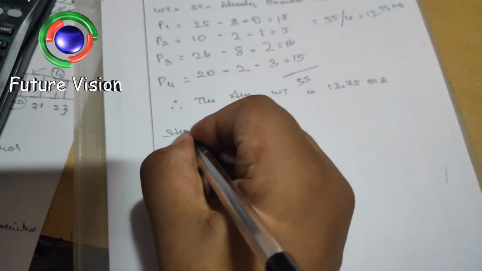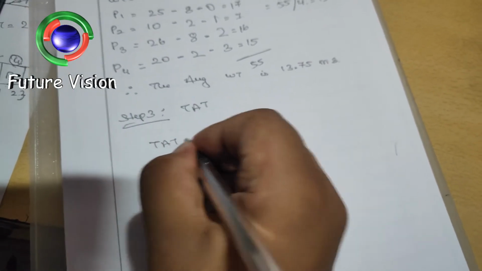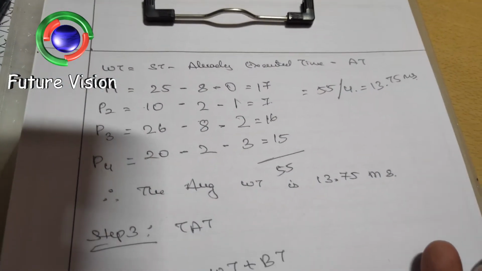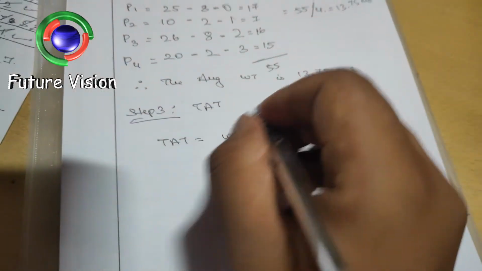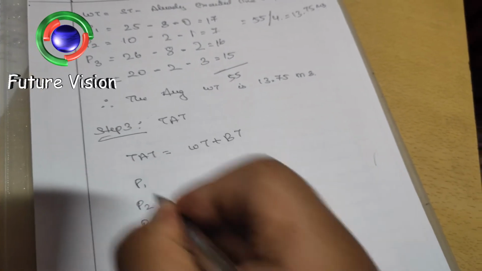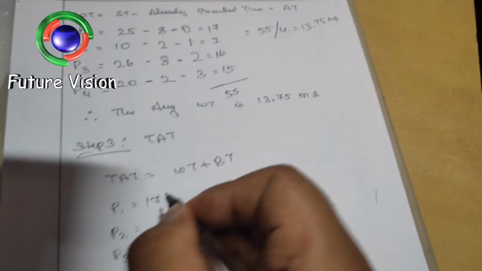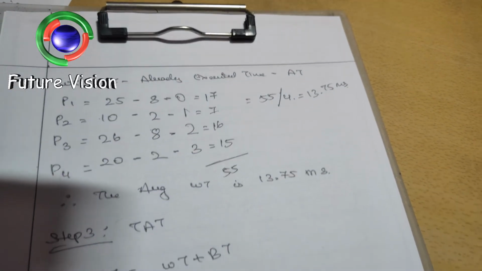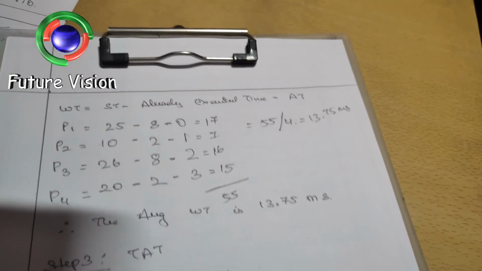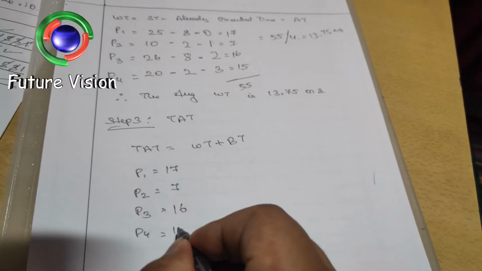13.75 milliseconds. Okay. Step 3, to calculate turnaround time. Turnaround time is nothing but waiting time plus burst time. In step 2 we already figured out the waiting time of all the processes. We simply take down the processes P1, P2, P3, P4. The waiting time of P1 was 17, P2 was 7, P3 was 16, and P4 is 15.